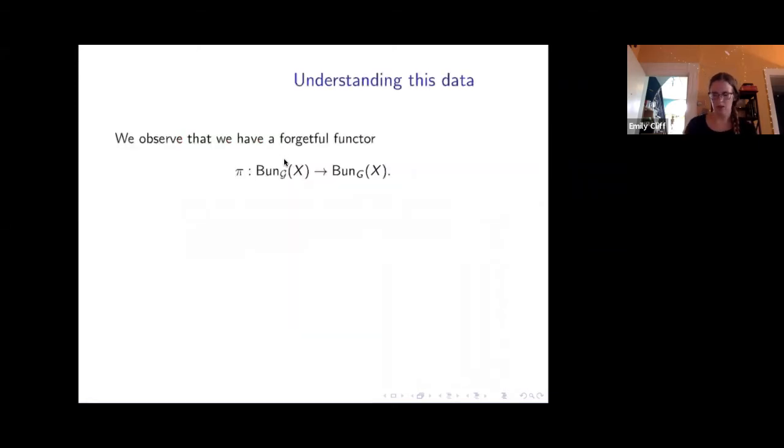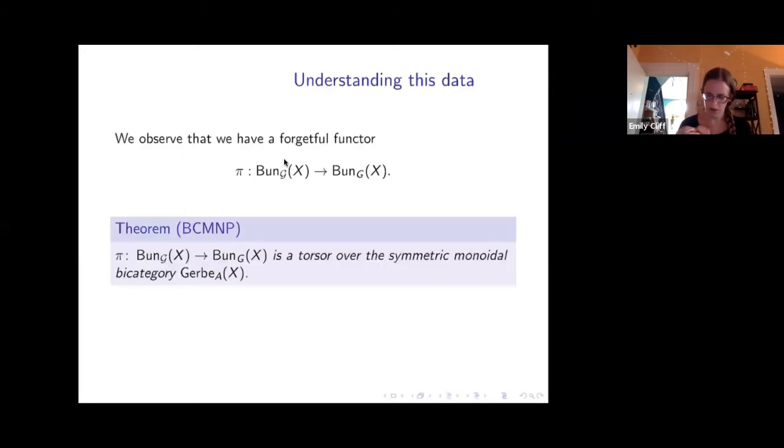Okay, so how should we unpack this data? Well, the first thing we observe is that we have a forgetful functor from these curly G bundles to ordinary G bundles that just comes from taking isomorphism classes everywhere. And our first theorem is that this is a torsor whose fibers are each copies of A gerbes on X. For those who don't know what gerbes are, I'll be discussing them in a couple of slides here. But the idea is that this is a symmetric monoidal bicategory, and it acts on this total space here. And each of the fibers are copies of this bicategory.